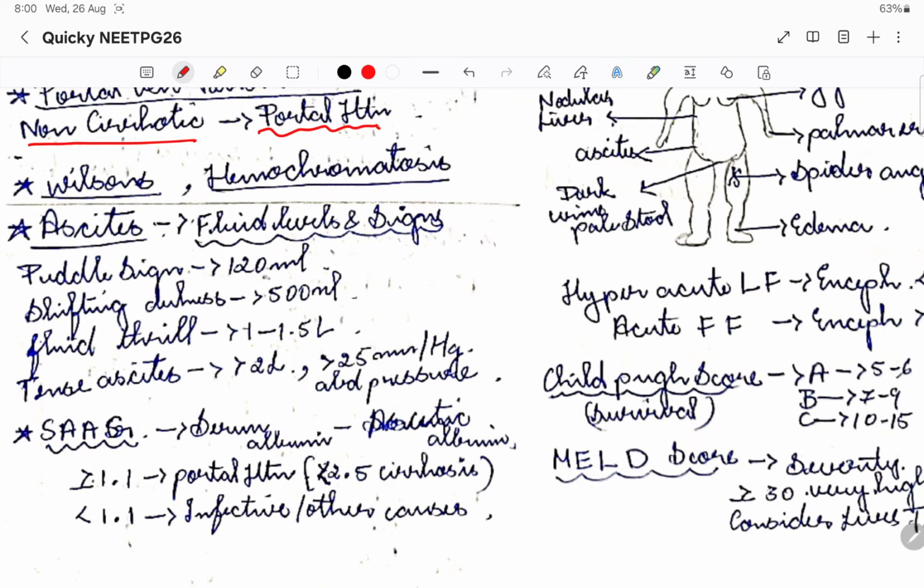Also please be aware of some of the other insults to the liver, other than alcohol and these toxins, basically Wilson's disease and hemochromatosis. Wilson's is copper deposition, whereas hemochromatosis is iron deposition. We discussed it: hepcidin is affected, so that is why iron is getting stored. All this will be in the liver only. The liver is the main pathology, so we'll be doing a liver biopsy. In these cases liver biopsy is the investigation of choice. So please be aware of these two things.